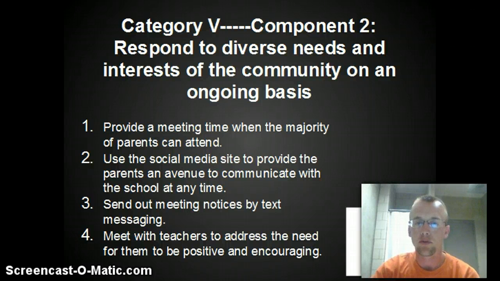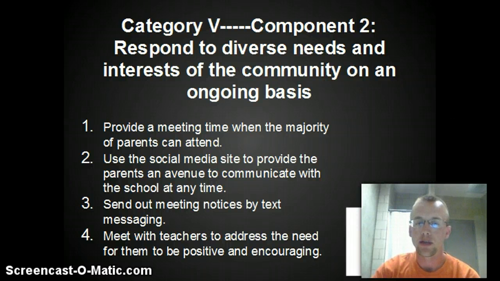Component number 2, I'll respond to diverse needs and interests of the community on an ongoing basis. Number 1, I'll provide a meeting time when the majority of parents can attend. It won't do any good to have a meeting that's during the day when most people are at work. It needs to be an appropriate time where most people can attend. I'll use social media to provide parents an avenue to communicate with the school at any time. Anytime they have a concern, they can type in what their concern is. You can look at those concerns daily and address those as they come through, and that way the parents feel like they're involved as well.